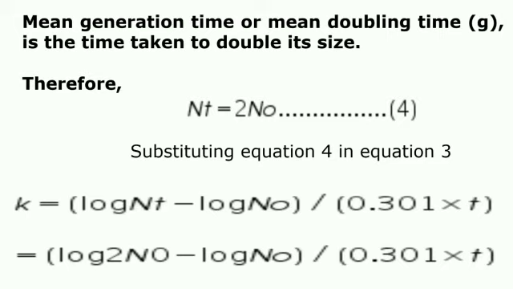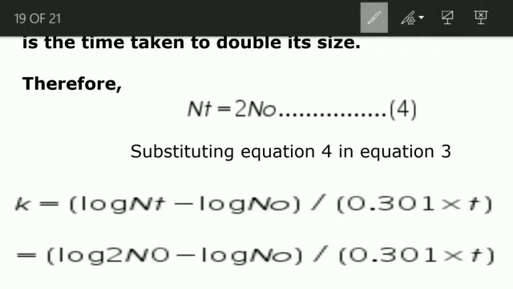Therefore, how can we write nt? nt means the population at time t becomes 2n naught. n naught means the initial population. 2 into n naught means doubling of the initial population after that time. So double would be the number, isn't it? So nt is equal to 2n naught. Now this is our fourth equation.